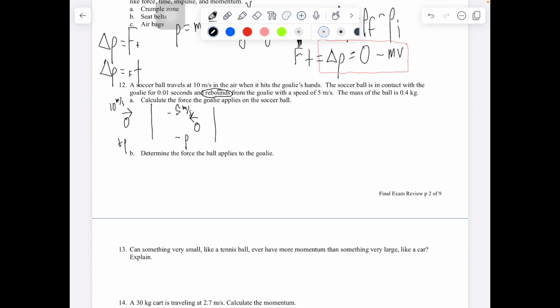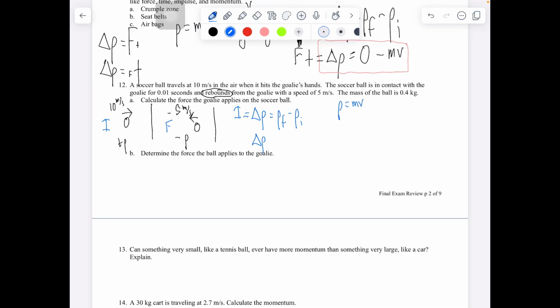So, this is our initial. It was initially moving to the right. In our final, it is moving to the left. Let's use our equation. Change in momentum, that's equal to the impulse. Change in momentum is final momentum minus initial momentum. Our final, again, momentum is always m times v.